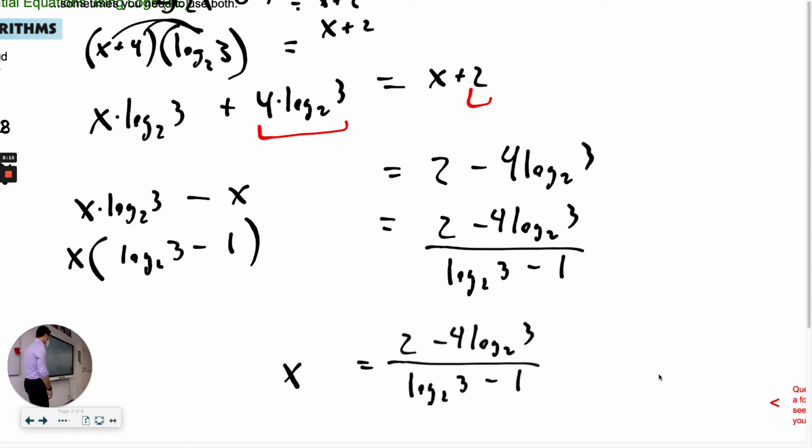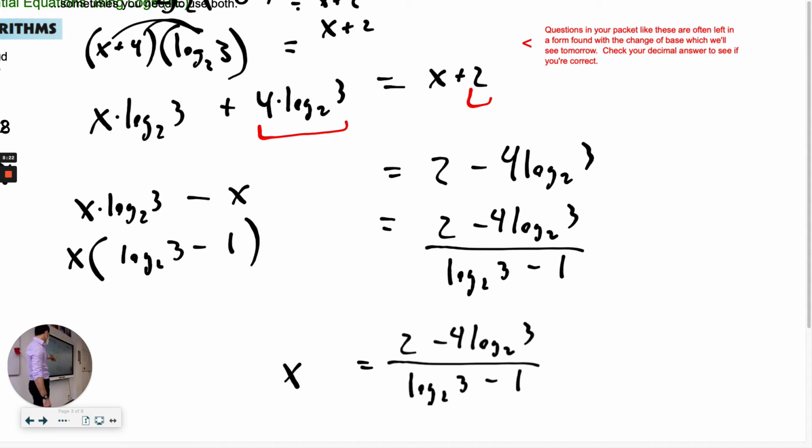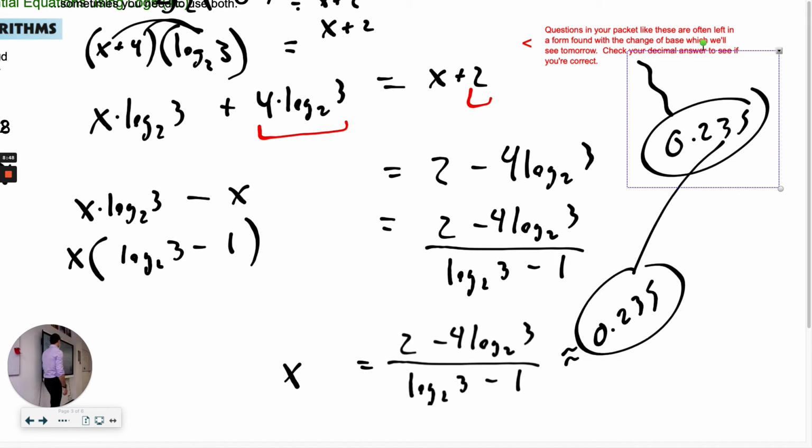One of the issues with that is it's gross looking. In the solutions, they'll often leave something like that. Sometimes they'll take this and use a change of base formula and give you a different version of it. It's the exact same decimal. And so as you're doing these, to check if you're right, do throw this in the calculator and get some gnarly decimal and check their answer and see if you get the same gnarly decimal.